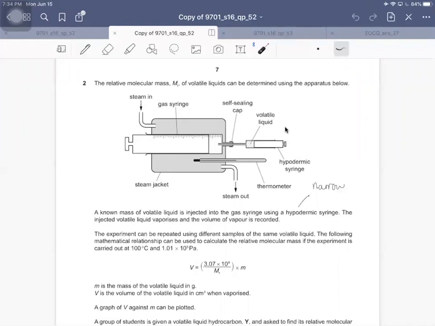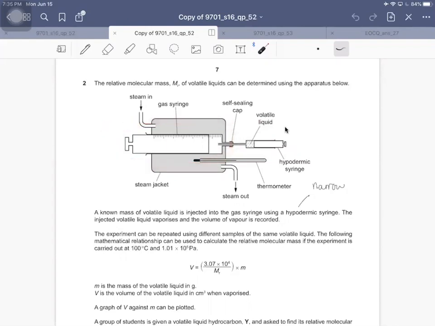So what happens is that you put some amount of the volatile liquid. Volatile means it turns into gas easily. So it evaporates easily. So you put a certain amount, and then it is connected to a gas syringe, which is the bigger syringe, and this gas syringe is put under a hot condition. That steam jacket just means that the gas syringe is surrounded by steam, so this region is the hot region. The reason why you increase the temperature is so that the liquid turns into gas.